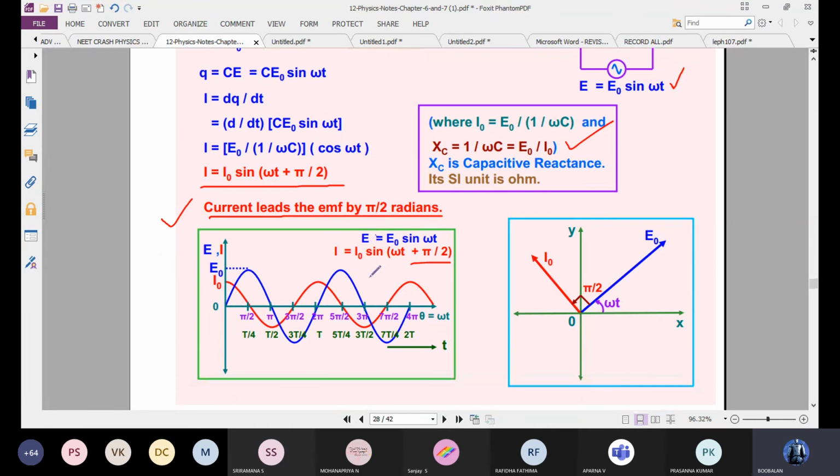Just to refer to the diagram, see here, E naught is starting with 0. But what about the I naught? It is starting at pi by 2, at maximum. So it is called current leads the EMF by pi by 2 radians. This is the basic diagram.